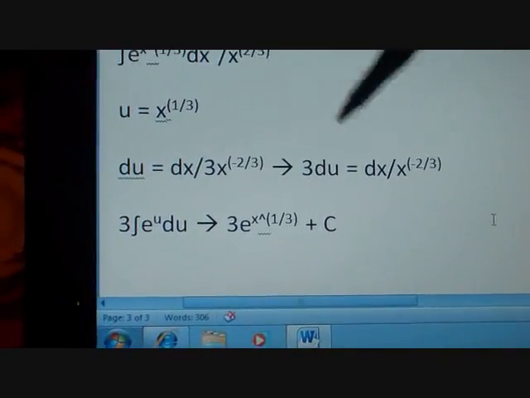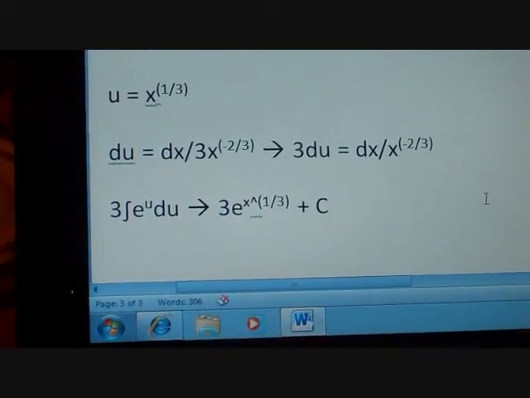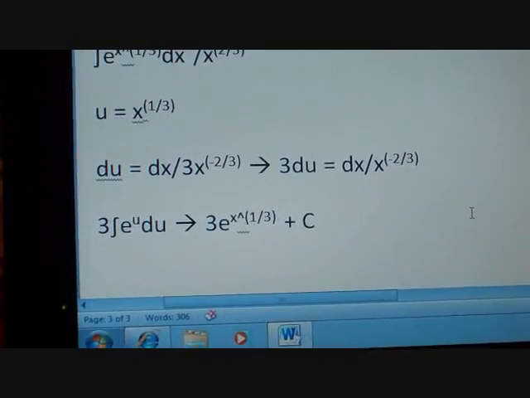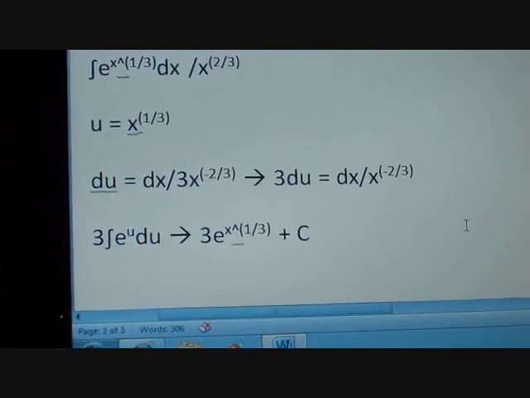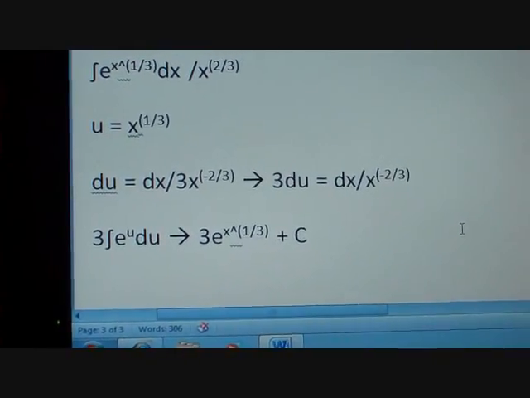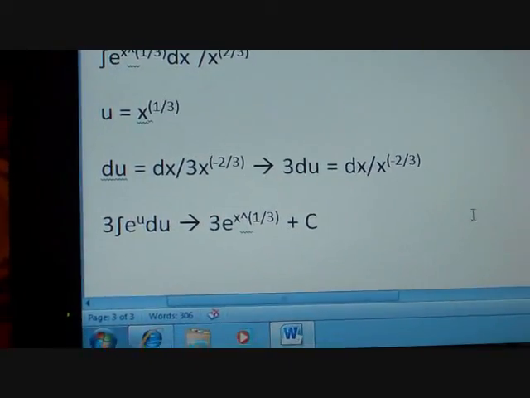So once we substitute this back into our original problem, we can pull 3 through the integral, which then gives us 3 the integral of e to the u du, which then simplifies down to 3 e to the cube root of x plus c.